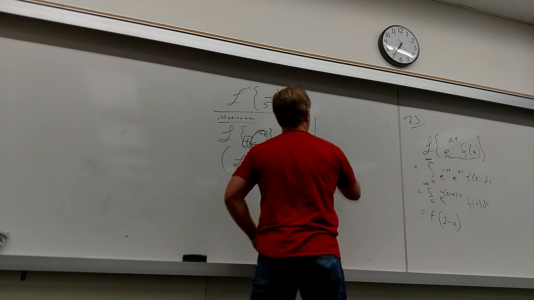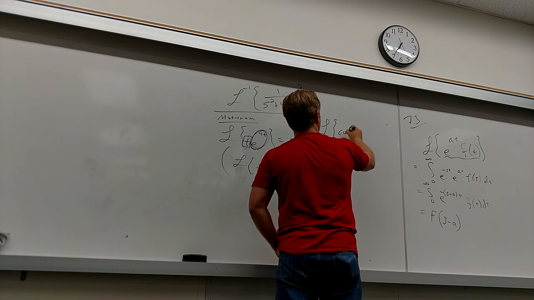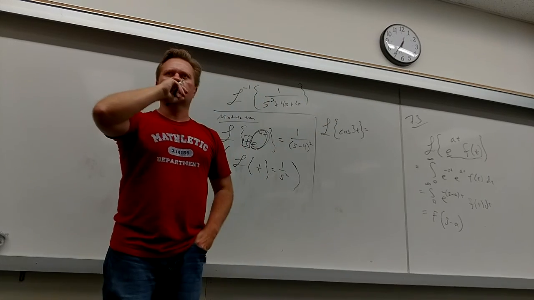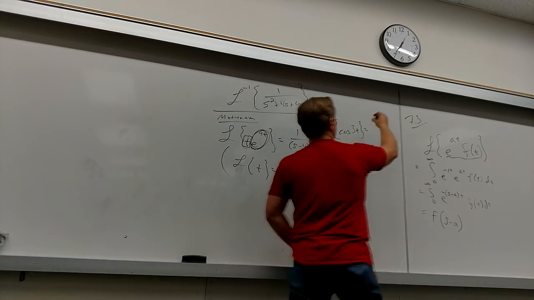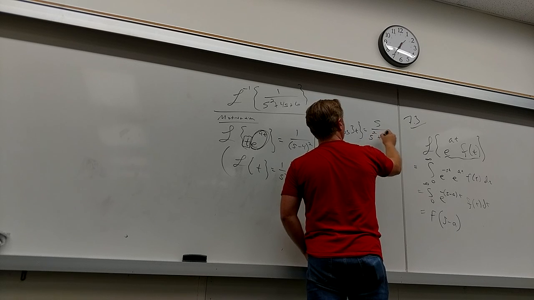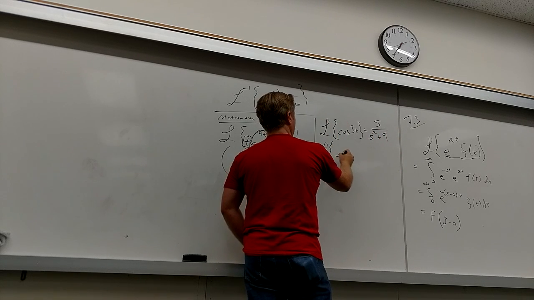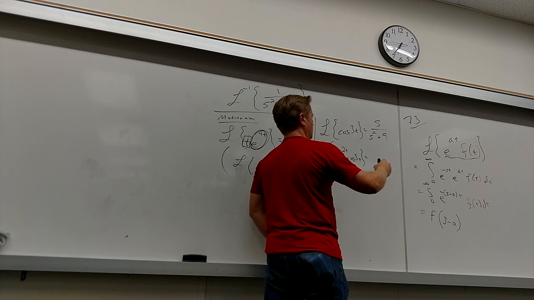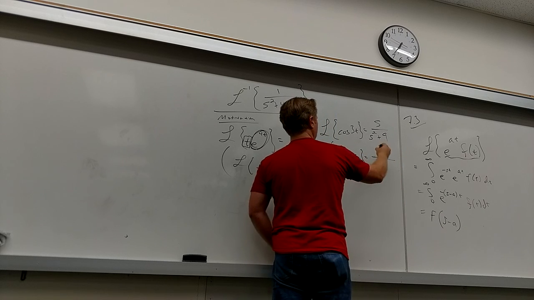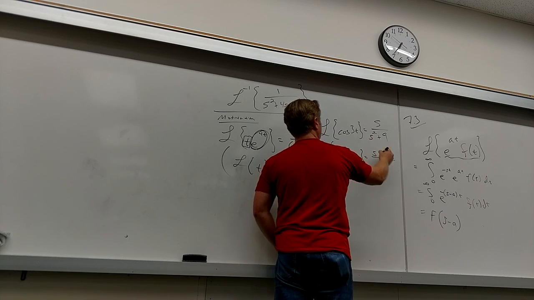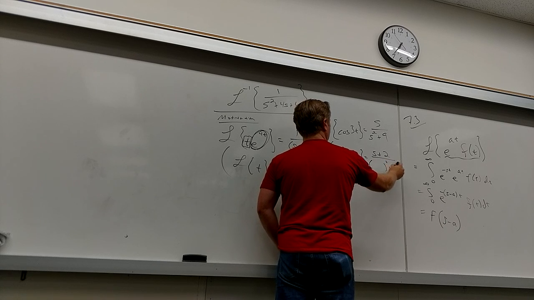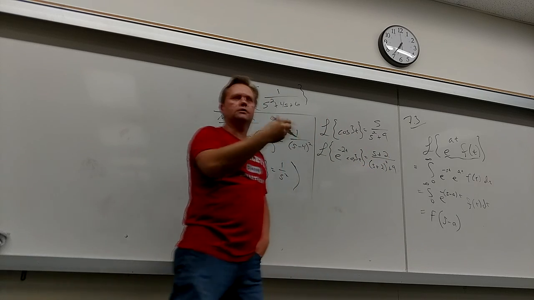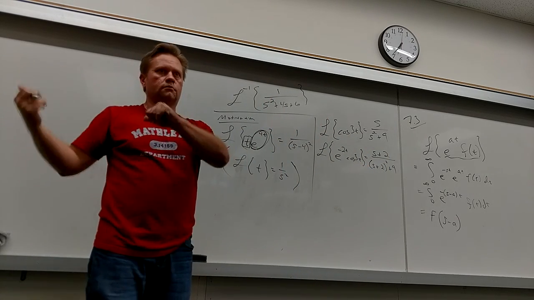So what would this be? Somebody remind me, look it up, what's the Laplacian of cosine 3t? Or if you remember. S over s squared plus 9. So what's the Laplacian of e to the negative 2t cosine 3t? S over s. No? S plus 2 over something. Yeah. So every s just gets translated over 2.